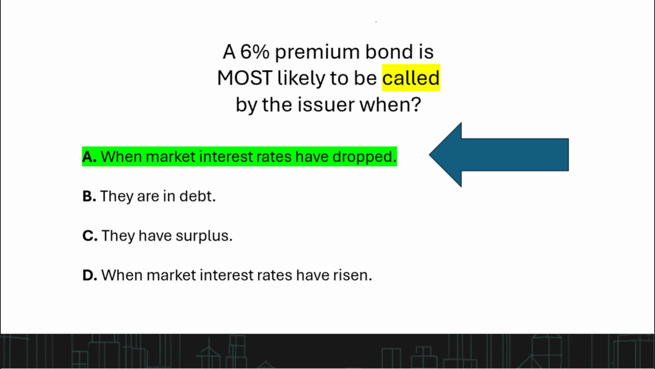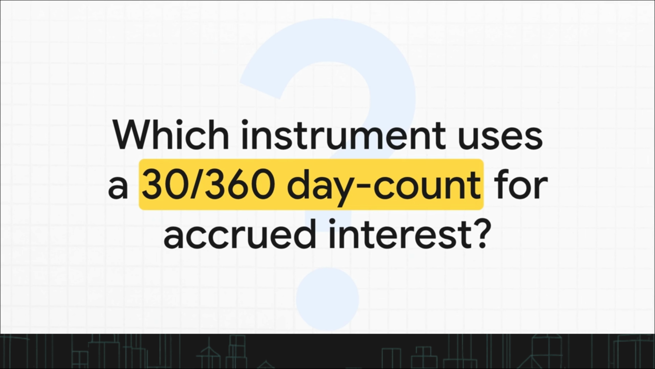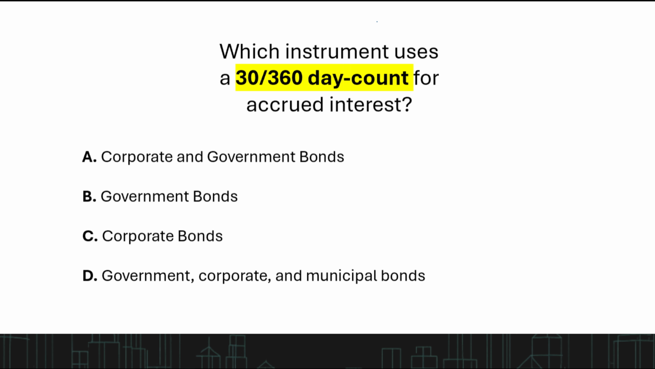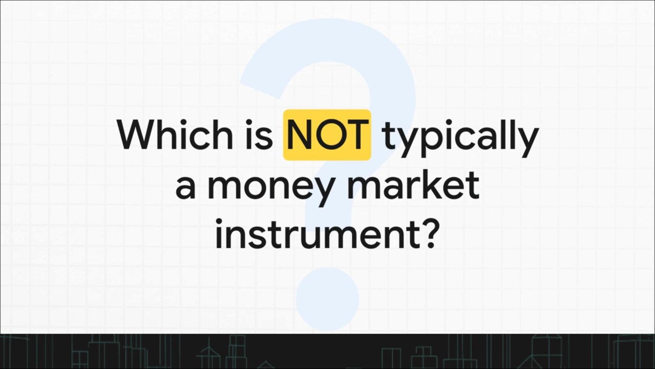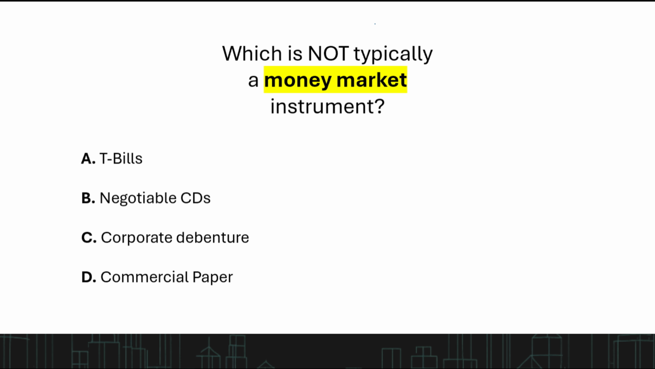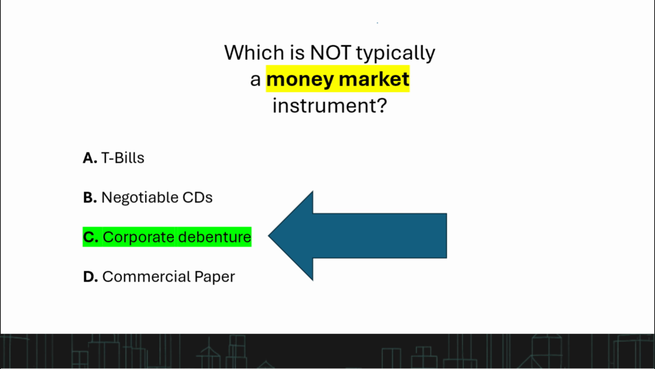All right, a little memory test for you here. Which of these uses that 30/360 count convention for accrued interest? This is just pure memorization. Government bonds use actual days, but to keep things simple, corporate and municipal bonds use the 30-day month, 360-day year rule. That makes C, corporate bonds, our answer. And for our final question, which of these is not typically a money market instrument? Remember, the magic word for money markets is short-term. A long-term corporate debenture is, by definition, not short-term at all. So the answer is C.